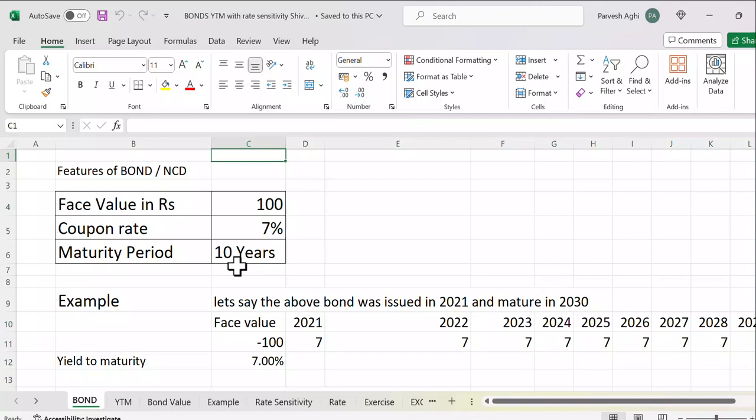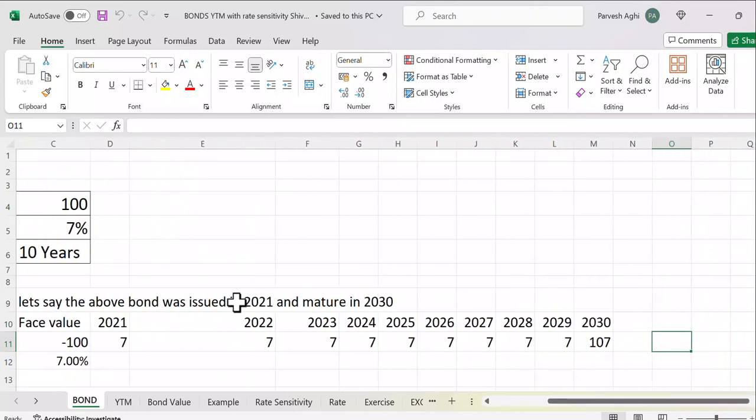It can be government or it can be any company. Company also issues bonds, and the government also issues bonds. The state government, central government, they issue bonds. Now, let's say the above bond was issued in 2021 and maturing in 2030. So that means it has 10 years. It starts with a face value of 100. Minus 100 means you have given this 100 rupees to the issuer, either government or company, and you're getting 7 rupees every year. And right at the end, you're going to get 107. That means 100 rupees back plus 7 rupees coupon at the end. Is that clear? Okay.